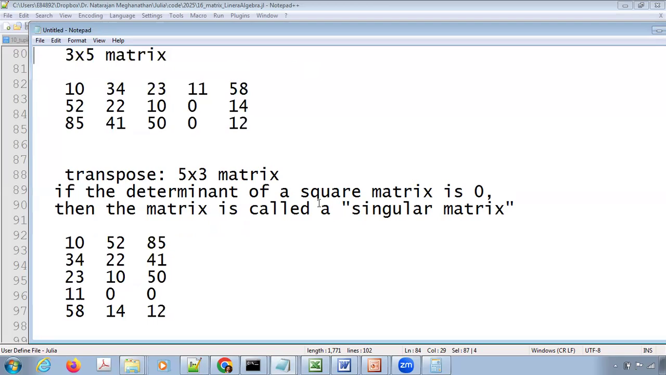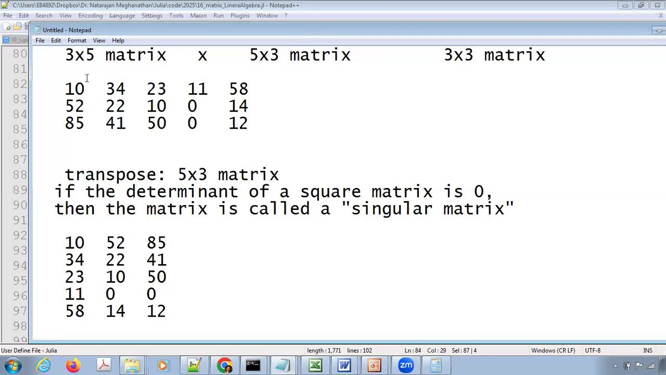So you could multiply a matrix with its transpose, and the product will definitely be a square matrix because you're multiplying a 3 by 5 matrix, say in this case, with a 5 by 3 matrix. So the rule for multiplication will be automatically satisfied. The number of columns in the first matrix will be equal to the number of rows in the second matrix, and the product will be a 3 by 3 matrix.